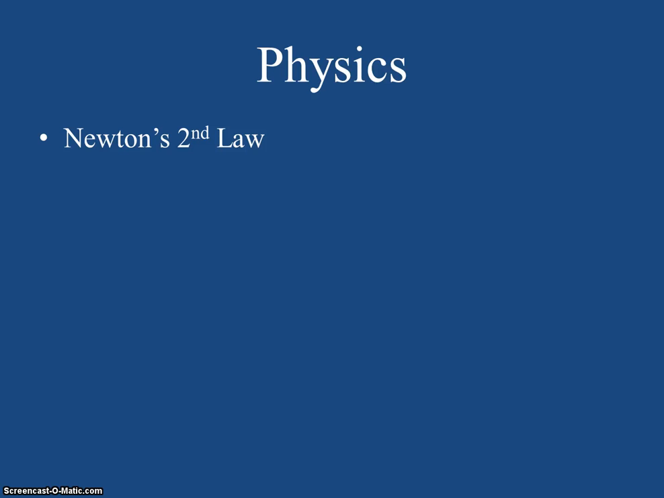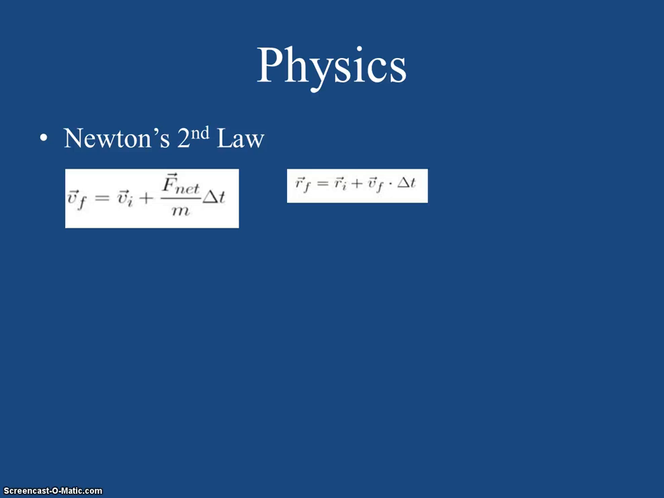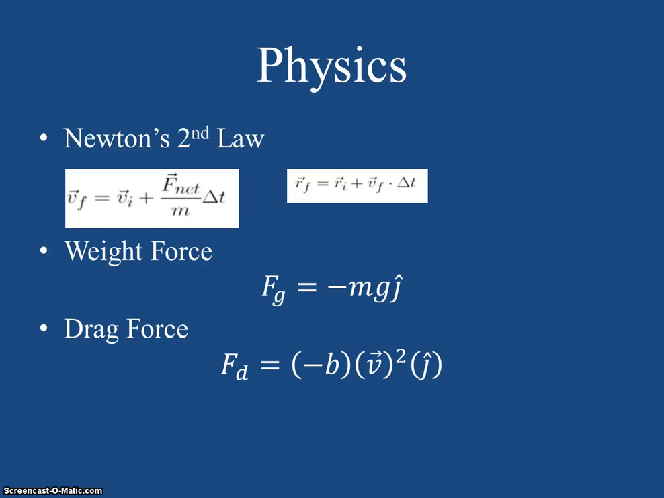This lab utilizes the fundamental principle of physics, which is Newton's second law. From this law, we are given two equations. The first equation relates the final velocity to initial velocity. Having a net force on the diver will cause the final velocity to differ from the initial velocity. In this case, the final velocity will be greater than the initial velocity. The second equation relates the final position to the initial position. To calculate the net force, two equations are needed, the weight force and drag force equations. All of these equations shown here will be used when constructing the computational models.